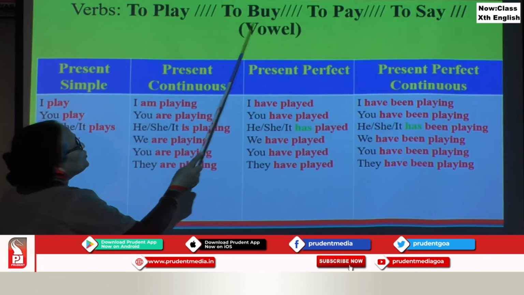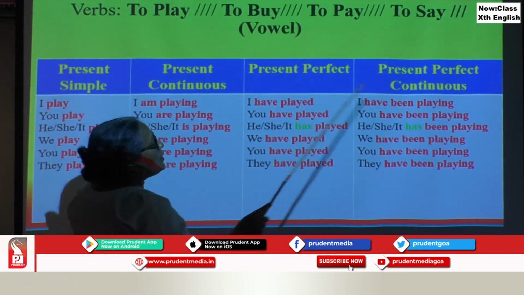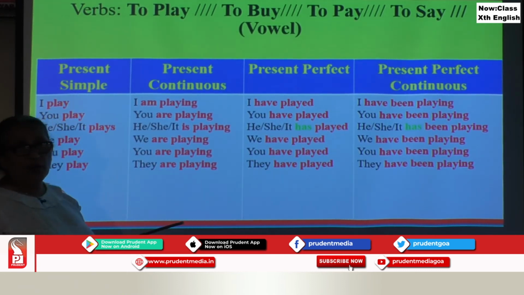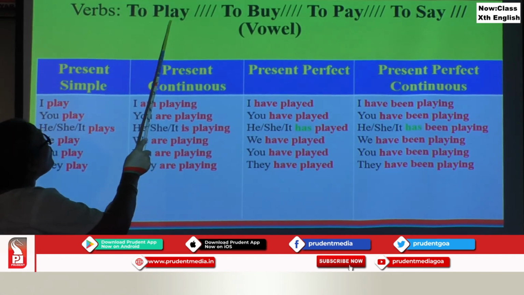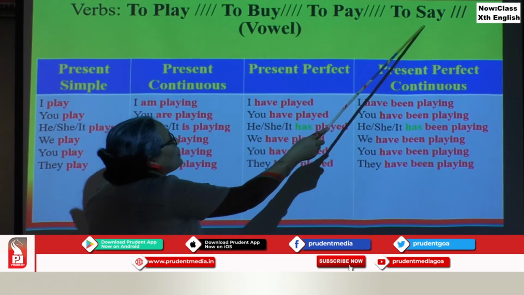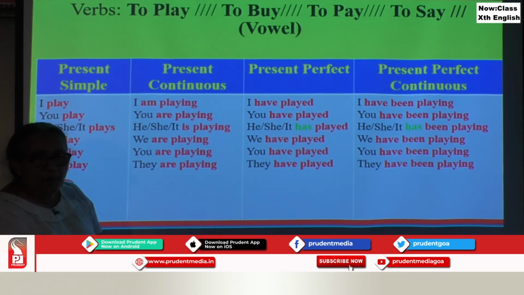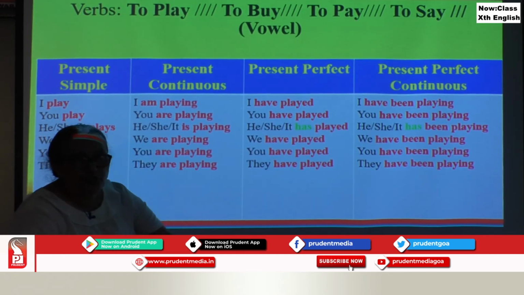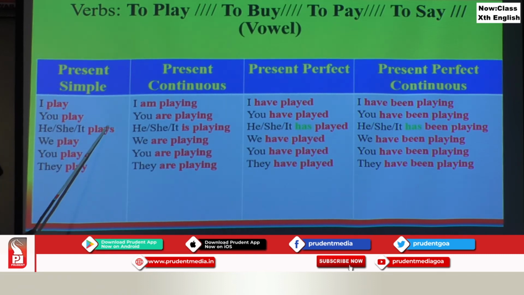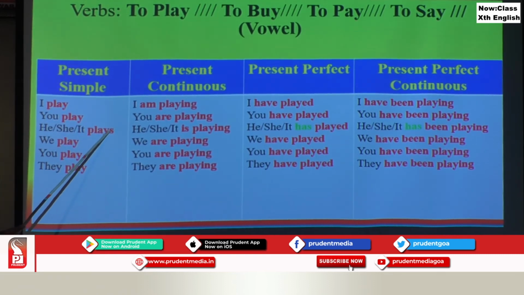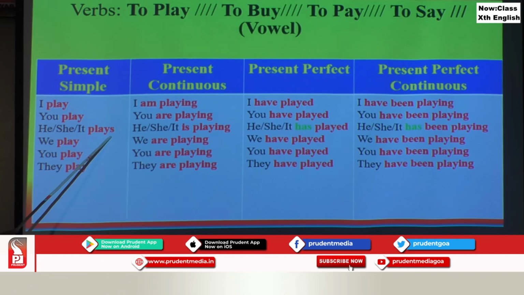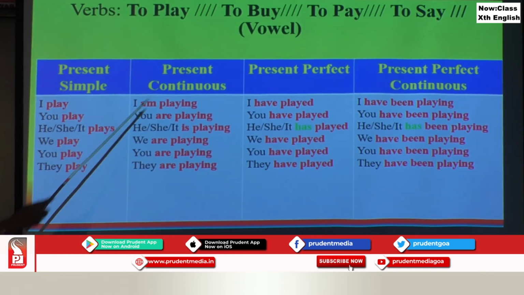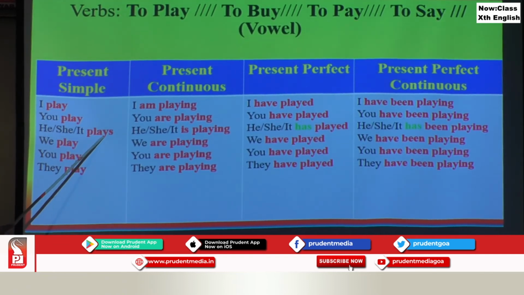Now I will take you on with another rule. Verb to play, verb to buy, verb to pay, verb to say, all play one ball game. And that is the letter before the Y is a vowel. And therefore, when you conjugate, you've got to take care only of this. And that is, in the third person, you only add an S. I play, you play, he, she, it plays. I've only done one. I buy, you buy, he, she buys.